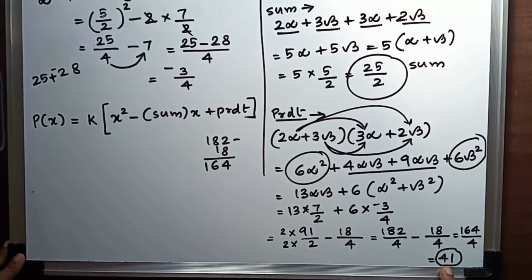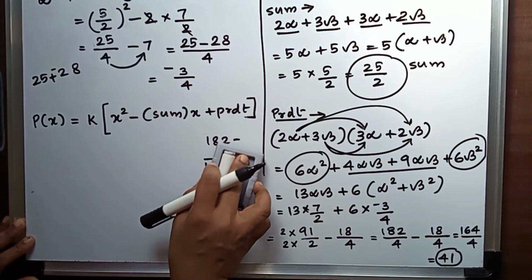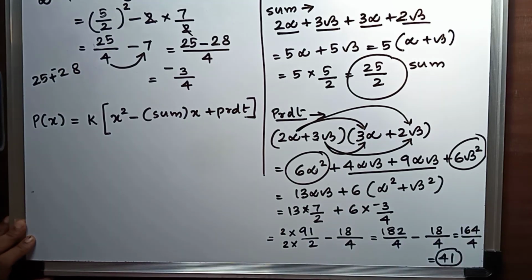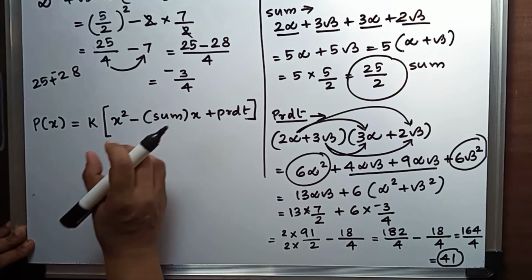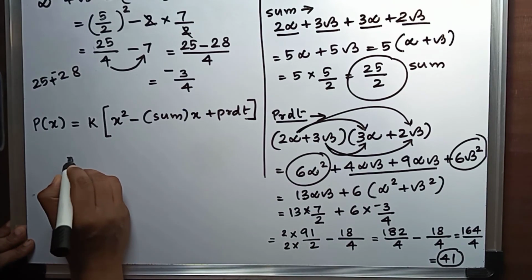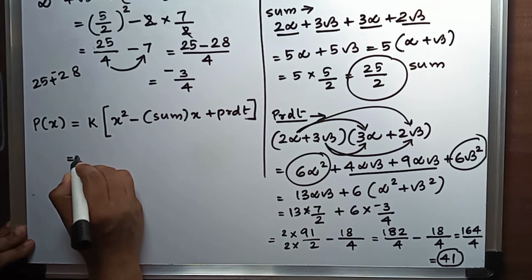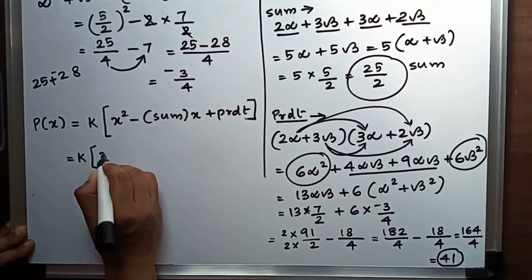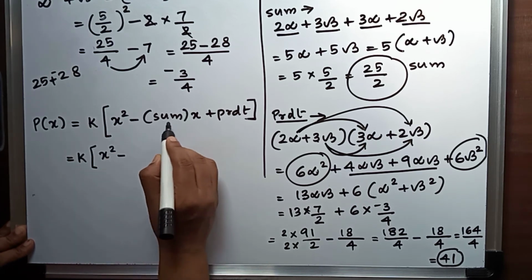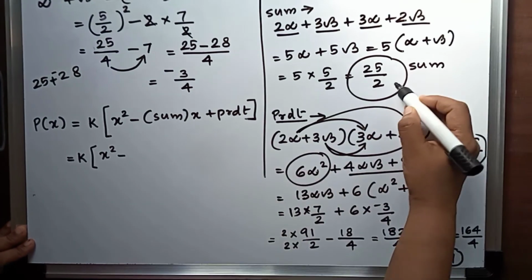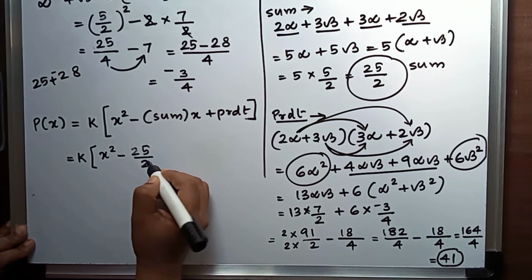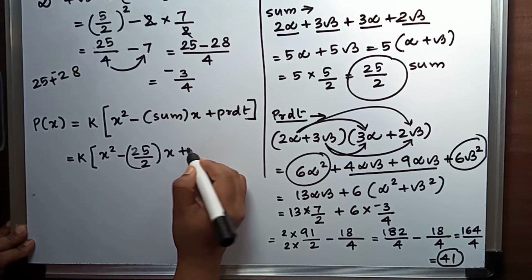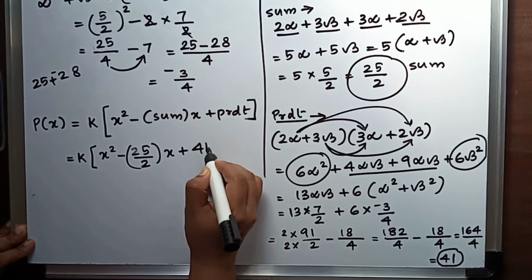is the product of the new polynomial. So we got the product and sum. Now we are going to just apply it over here. See, we were just finding Akshita's donation as a polynomial, right? That was the question. Anyways, this k is there and x square minus sum of zeros of the polynomial is, yes, 25 by 2. 25 by 2 into x plus product is 41.